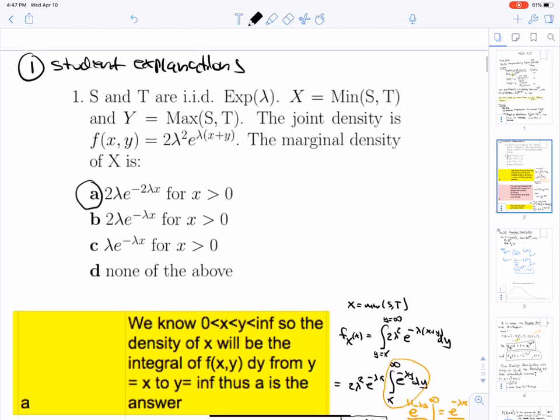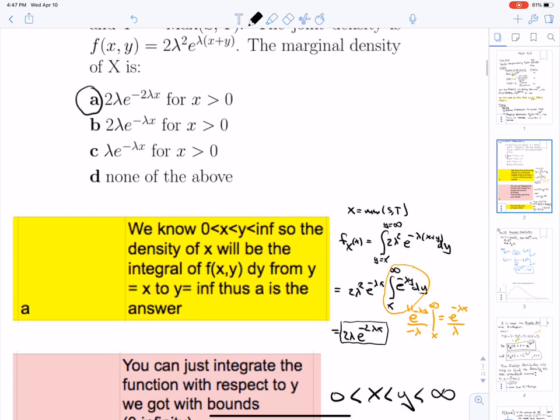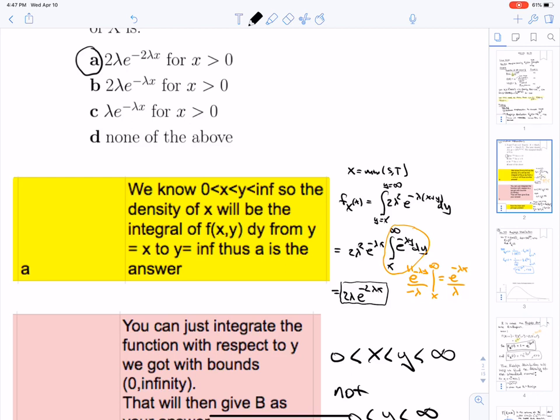So student explanations. We had a concept question: S and T are IID exponential lambda, X is the min of S and T, Y is the max of S and T, the joint density is as shown, the marginal density of X is? One way to do this, as a student does here correctly, is you integrate out y, and the tricky part is the limits of integration. Since Y is a max and X is a min, Y is greater than X, so we're integrating y from x to infinity.